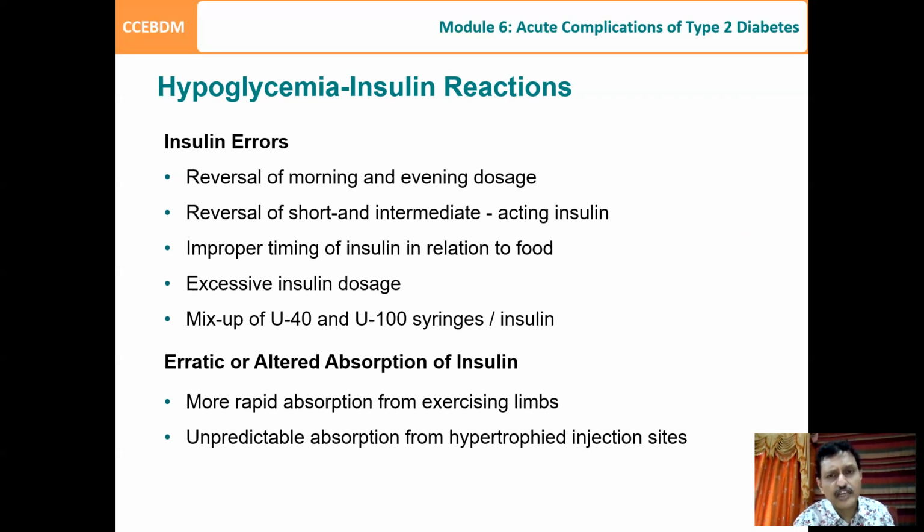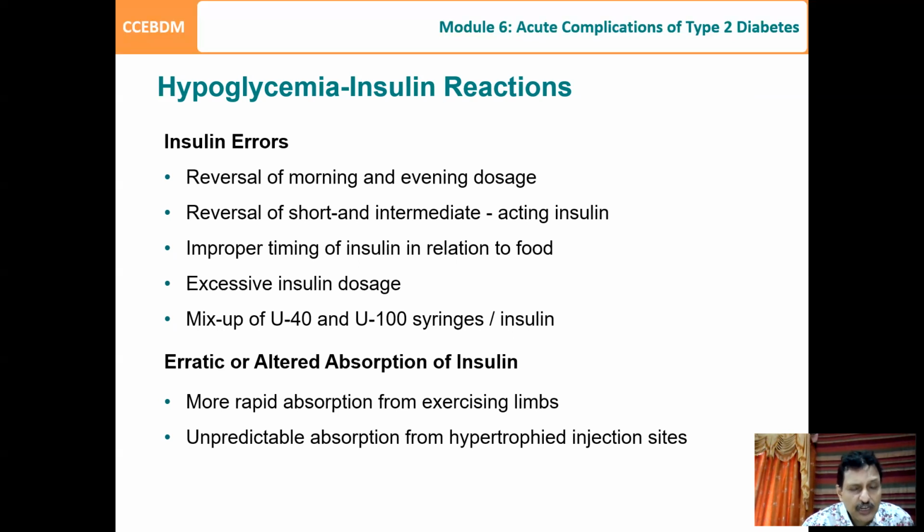Now, timing of the insulin in relation to food is important. As you know, regular insulin should be taken 20 minutes before the meal or half an hour before the meal. The short-acting analog insulin should be taken just before the meal, or you can take it just after the meal as well. For the long-acting insulins, there is no relationship with the meal. So unless people remember the correct advice and the correct time to take the insulin, there is a possibility of hypoglycemia.